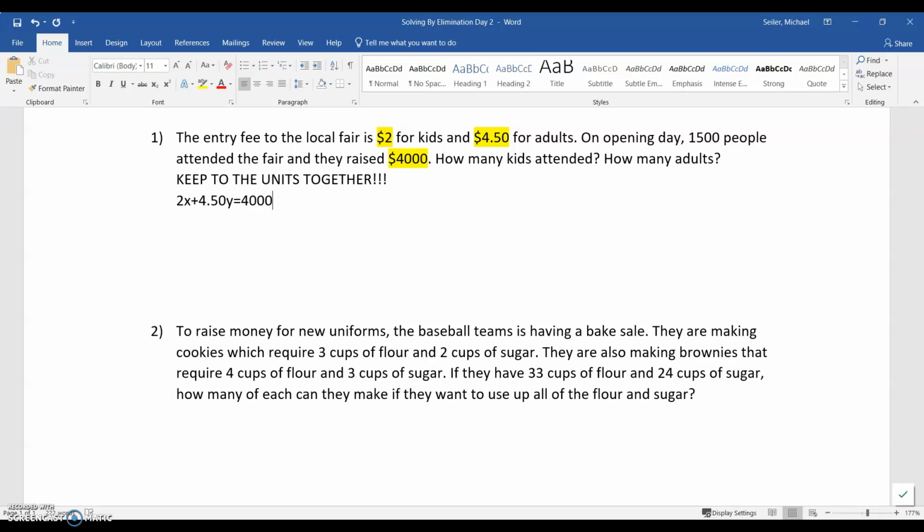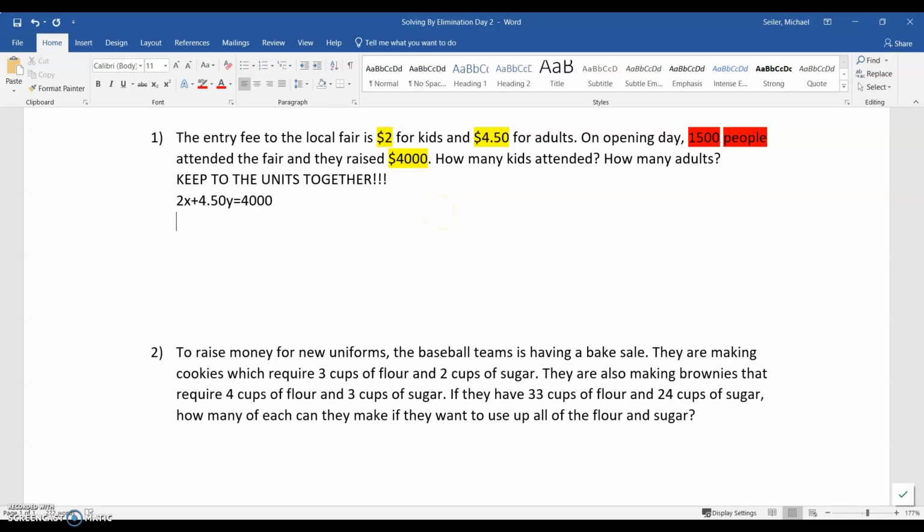That's our first equation. Now, what makes this really hard is that we only have one other number left. I just had this 1,500. This 1,500 represents the total number of people, kids and adults combined. Well, I don't know how many kids attended, and I don't know how many adults attended. That's what we're trying to figure out. But I do know that 1,500 people attended collectively. So for the next equation, I don't know how many kids attended, so that's our variable, it's an x. Plus, I don't know how many adults attended. That's our y. But what I do know is that 1,500 people attended total. So it just equals 1,500.